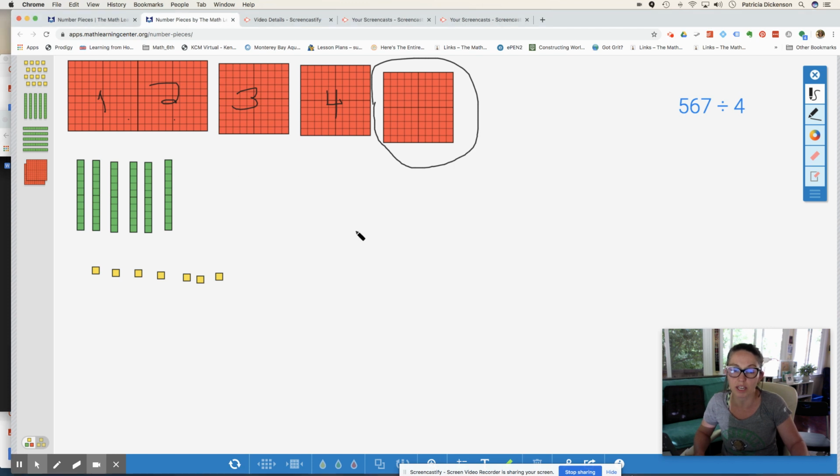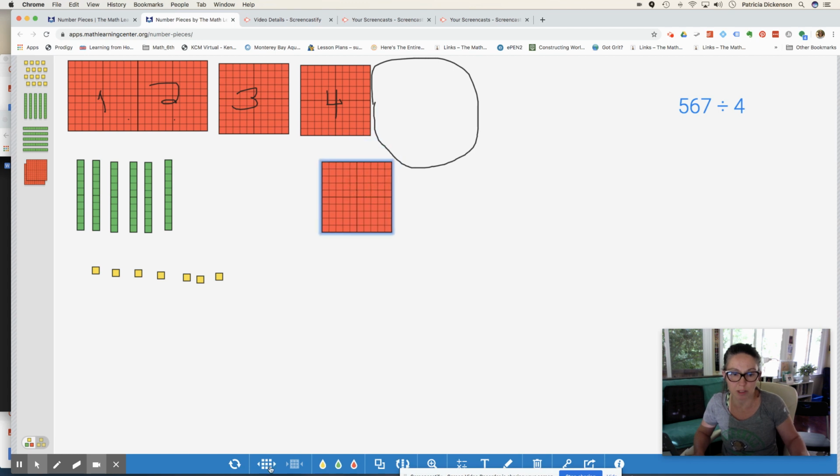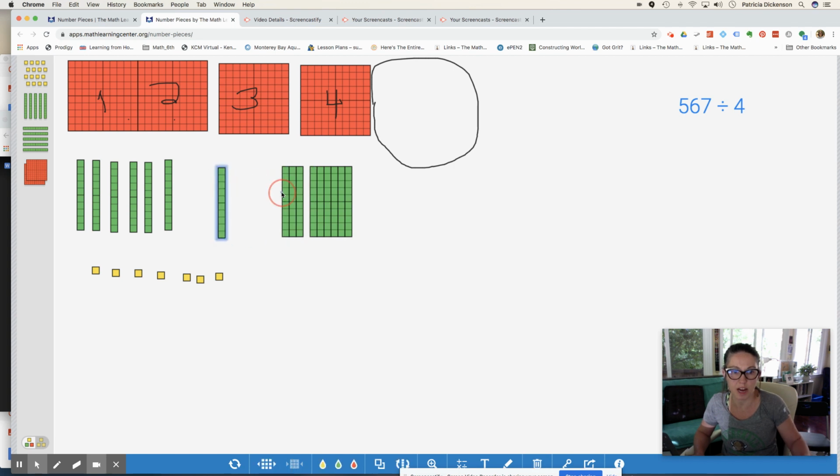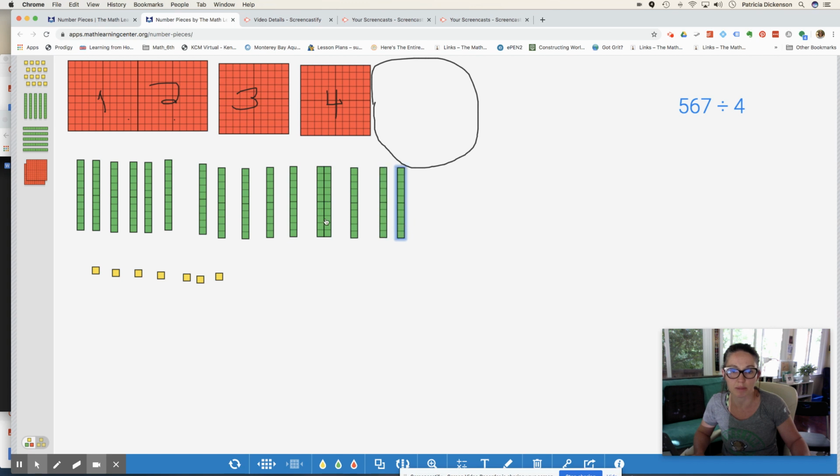So what I'm gonna do is click on this hundreds, and I'm gonna break it up. There's a breakup tool here. And now instead of 100, I have 10 tens. Definitely enough to do some equal shares with my 4 friends. Remember I had a total of 6 before. Now I have 10 plus 6, which is 16.